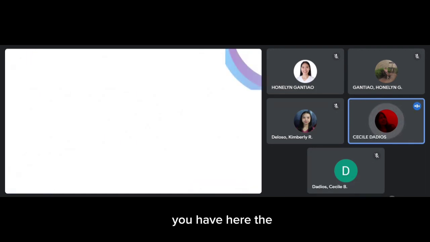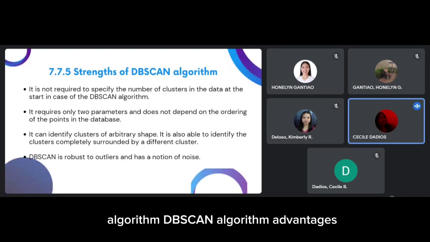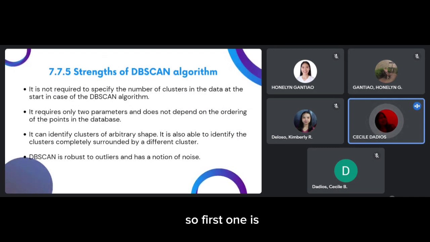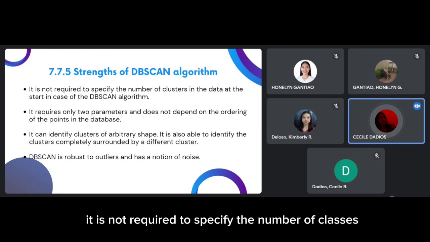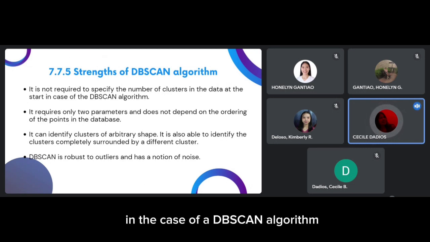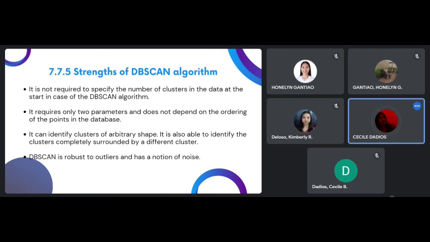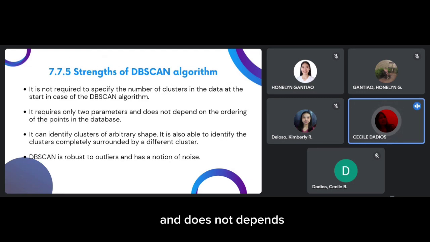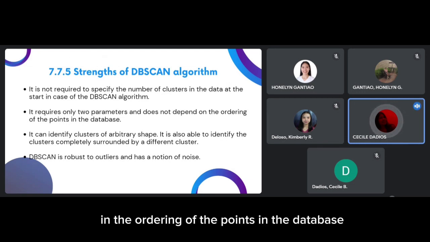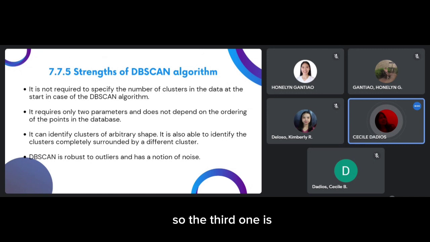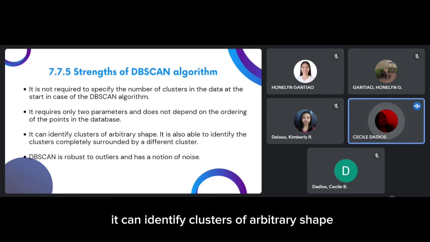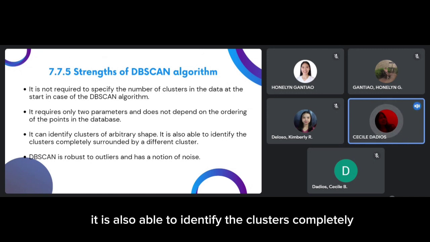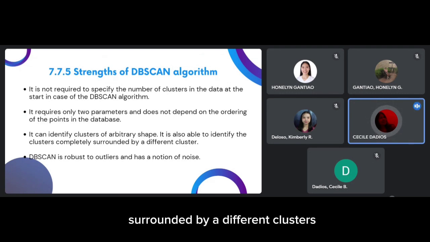So we have here the DBSCAN algorithm advantages. First, it is not required to specify the number of clusters in the data at the start in the case of the DBSCAN algorithm. The second one is it requires only two parameters and does not depend on the ordering of the points in the database. The third one is it can identify clusters of arbitrary shape. It is also able to identify clusters completely surrounded by different clusters.